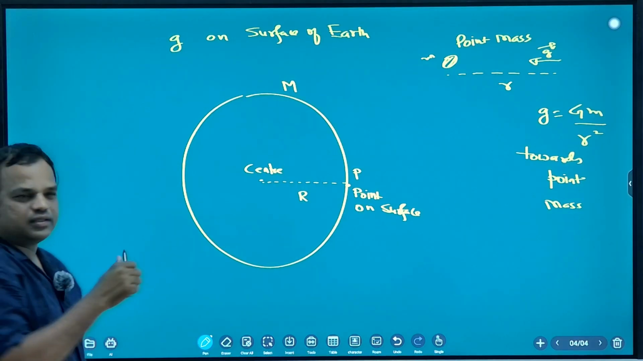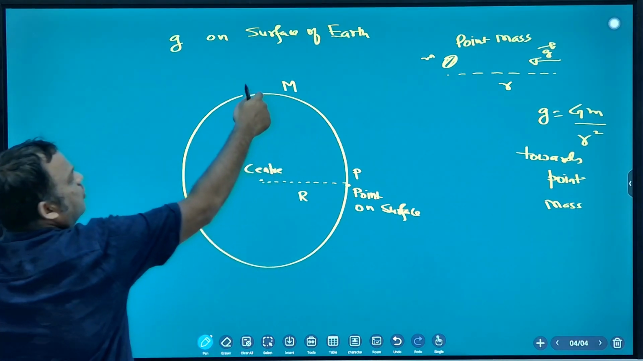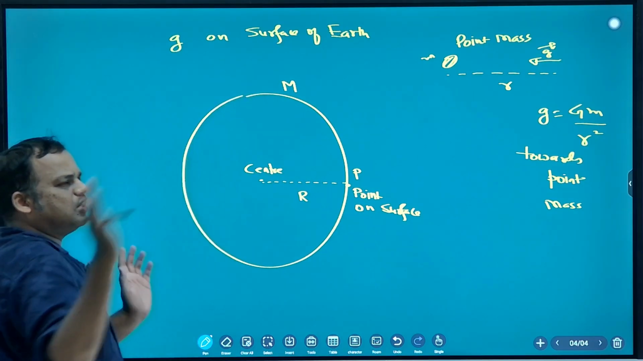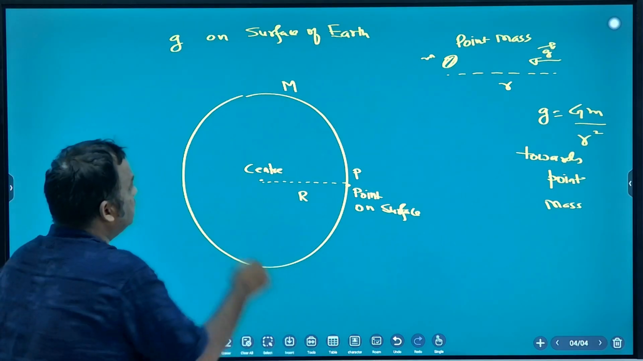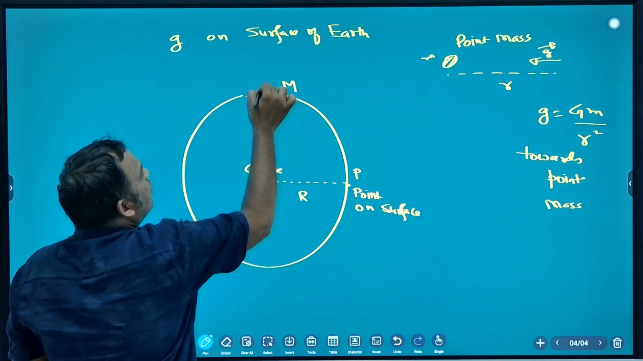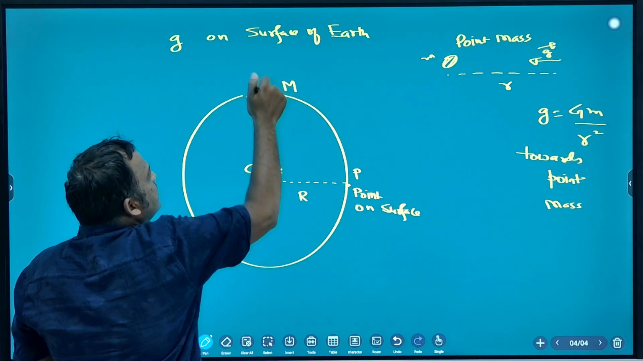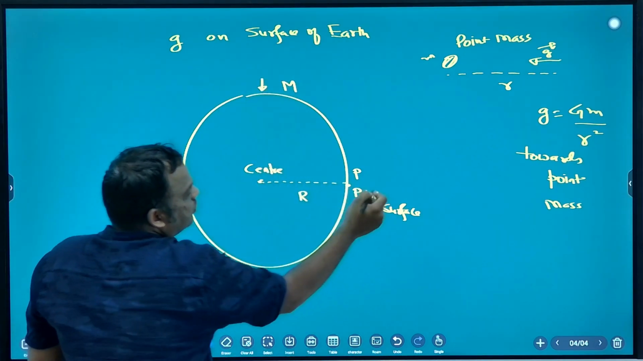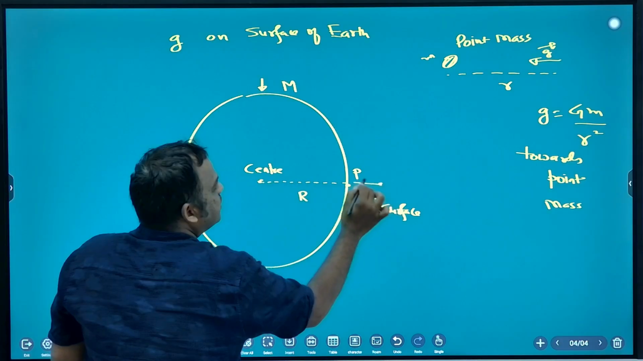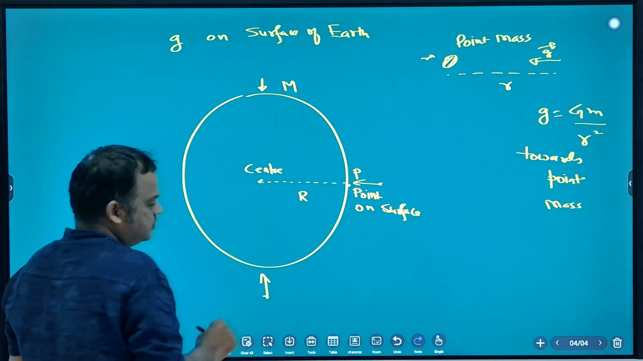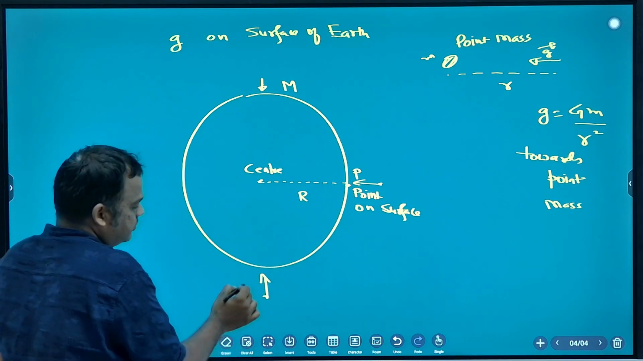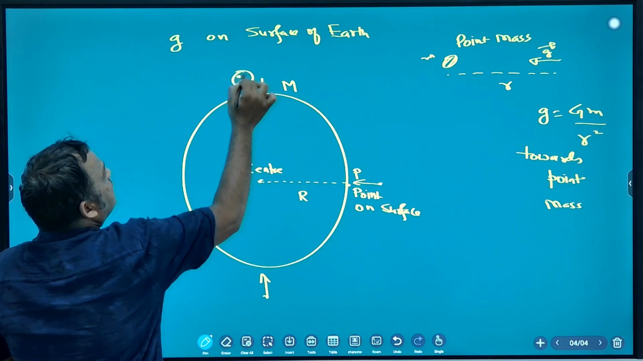Are you getting? If you are in North Pole, suppose this is the North Pole. Again you drop this object, it will fall down because center is below, always below. Suppose you are here, so gravity is this way. If you are here, gravity is this way. Okay. If you are at South Pole, so gravity is this way. Are you getting or not? North Pole we will stand like this.